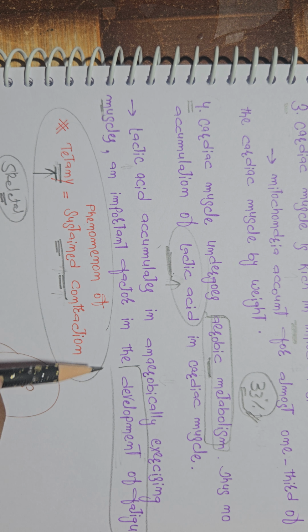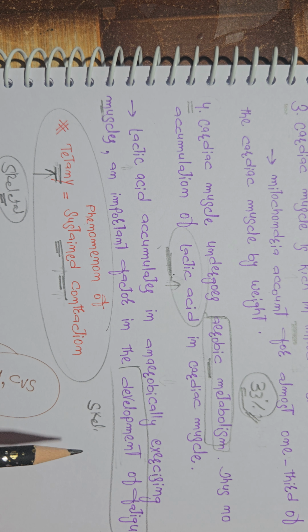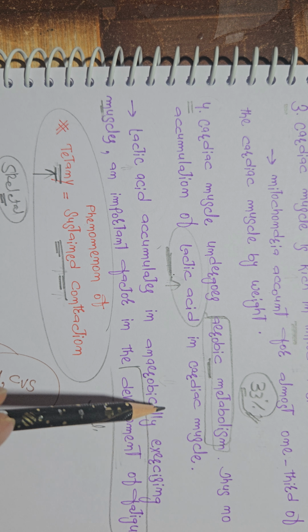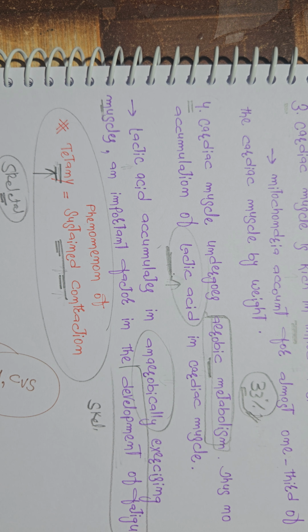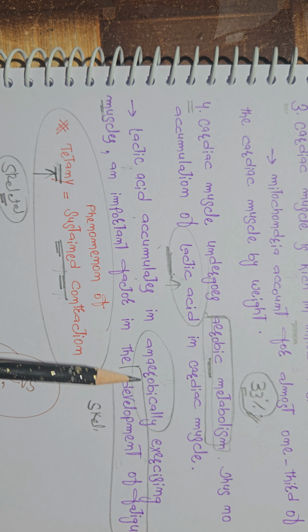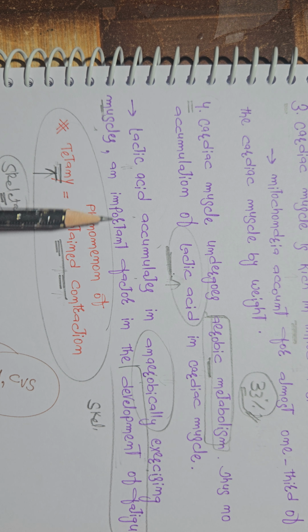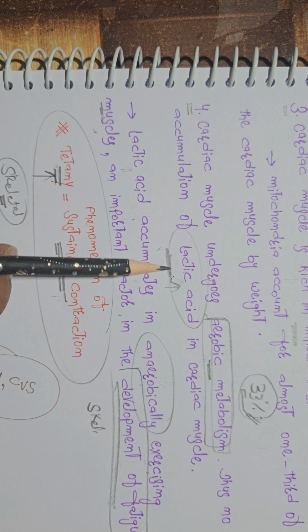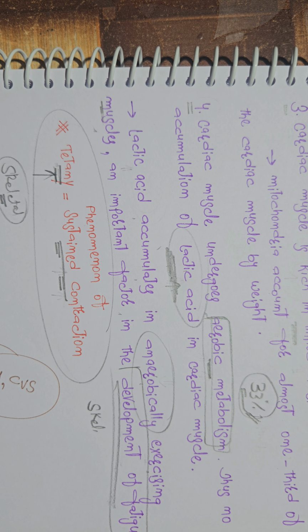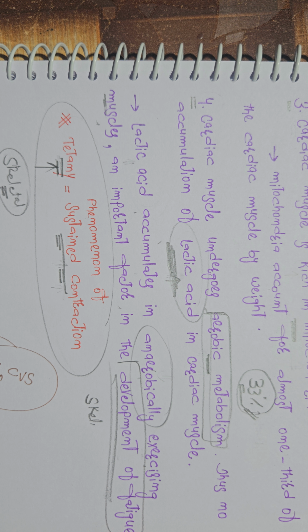Lactic acid accumulates in skeletal muscles because sometimes they undergo anaerobic metabolism. That's what I have written here. Lactic acid accumulates in anaerobically exercising muscles, an important factor in the development of fatigue. So these are the 10 physiological characteristics of cardiac muscle.